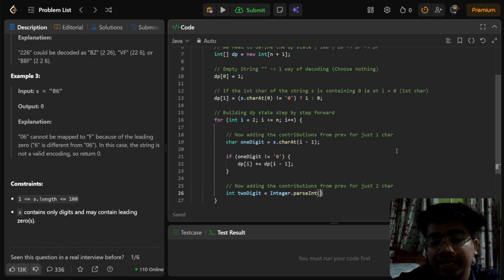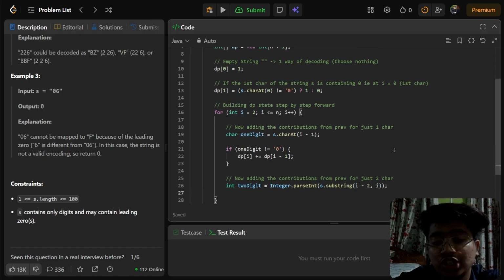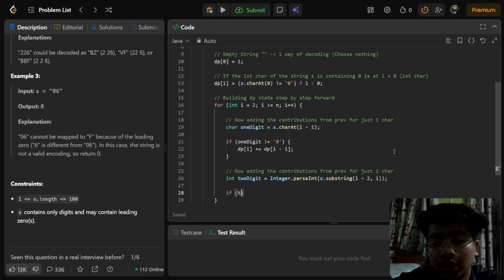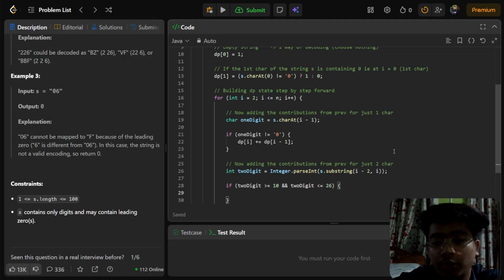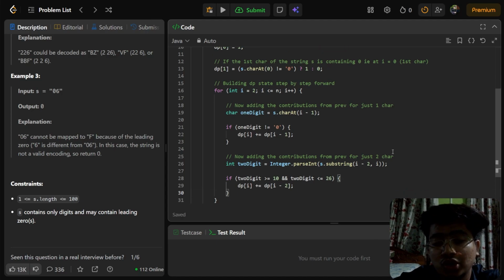So integer dot parse integer s dot substring. So we are starting including from i minus 2 back position and up to i exclusive. Notice i is not included in the substring, so this is excluded automatically. Now we check if 2 digit is greater than equals to 10 and 2 digit is less than equals to 26, then yes, they will make a contribution. Then dp of i plus equals to dp of i minus 2.